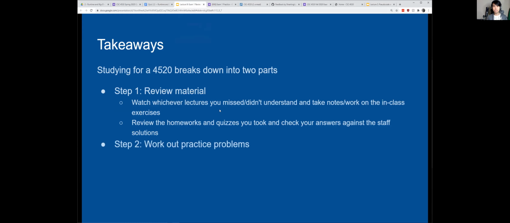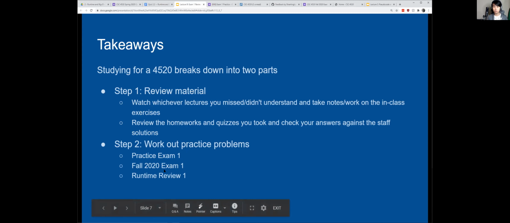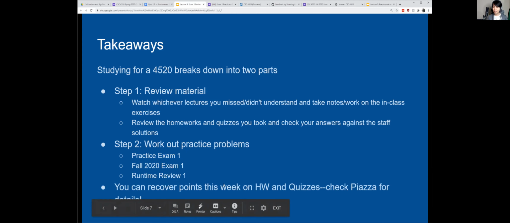And then step 2 is just to spam practice problems. I gave you a lot of different types of practice. The first practice exam, the fall exam from last semester, which we just did a part of, and then the runtime review. Lastly, again, you can recover homework and quiz points if you just use Piazza and also review your homeworks. Hope that helped. That was the exam review.